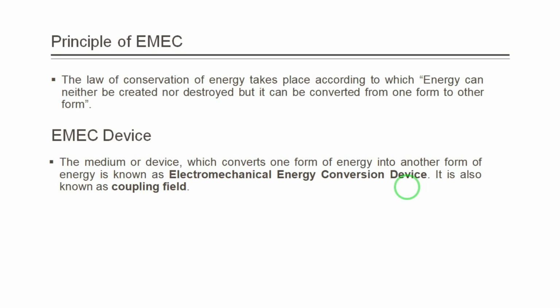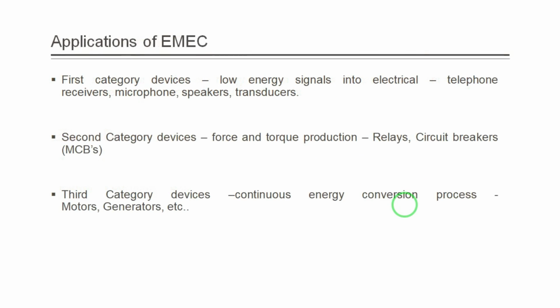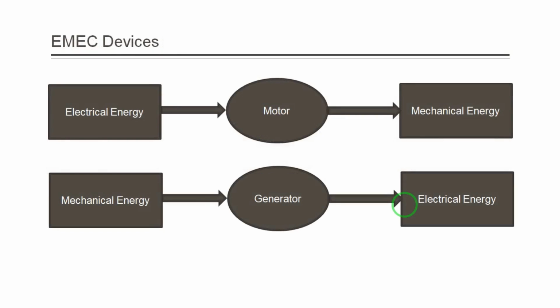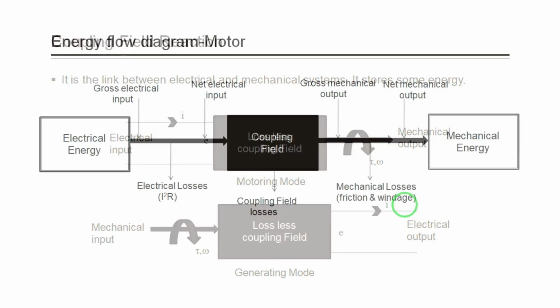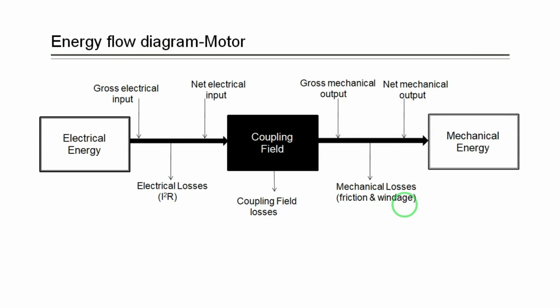In the last class, we discussed the principle of EMEC, electromechanical energy conversion, and some of the devices and applications of EMEC. Devices means motor and generator, the main important EMEC devices. One of the important concepts is the coupling field reaction between electrical and mechanical. So today in this class we will discuss the energy flow diagrams of motor and generator.